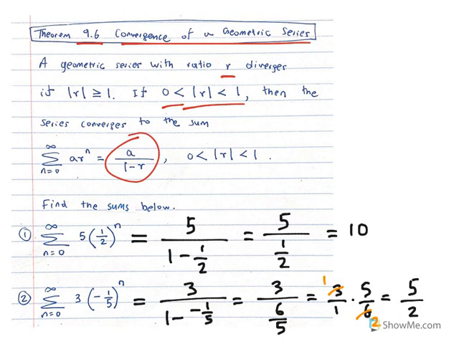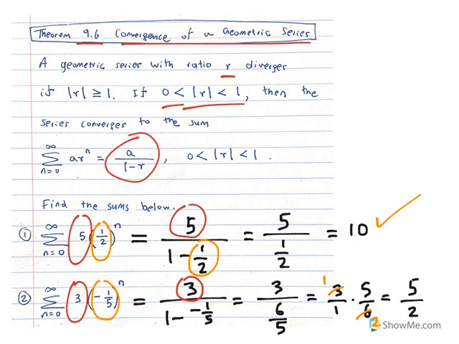So find the sums below for each of these two geometric series. You just use a over 1 minus r. For the first one, r is 1/2, so I have a over 1 minus 1/2, and that is equal to 10. For the second one, we have a over 1 minus r. r is negative 1/5. So 1 minus negative 1/5 is 1 plus 1/5, which is 6/5. And when you divide, you get 5 over 2.